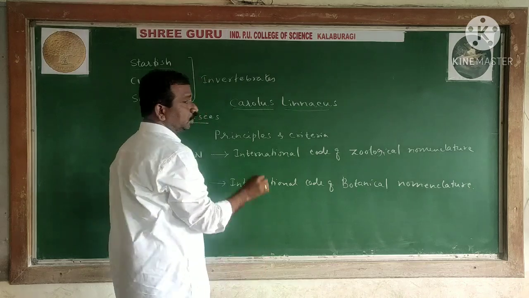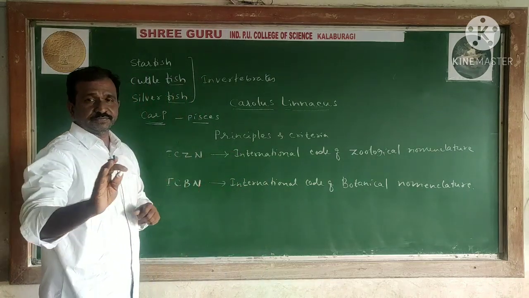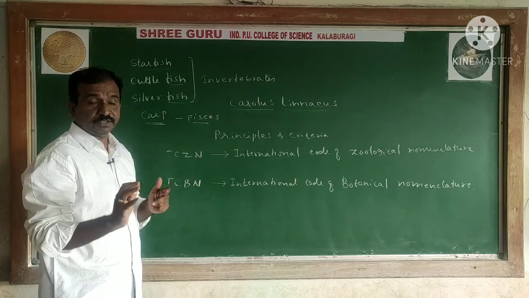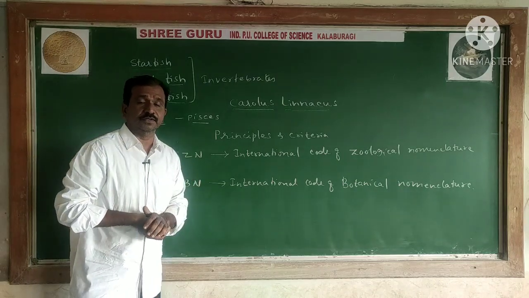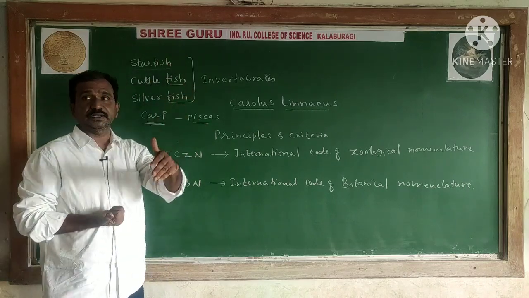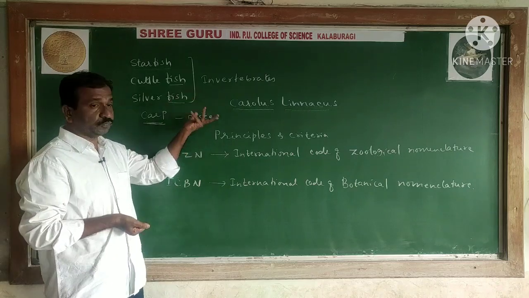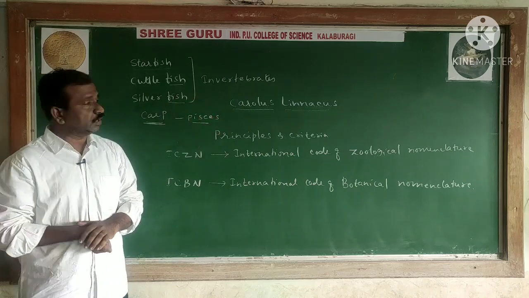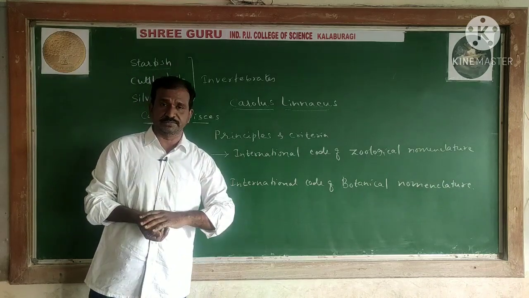Pisces is one separate class among the chordates. So he has explained about these things. To avoid confusion, these three you are also calling a fish, and this one you are also calling a fish. Which one is the true fish? We don't have an answer, because fish is a simple common name.